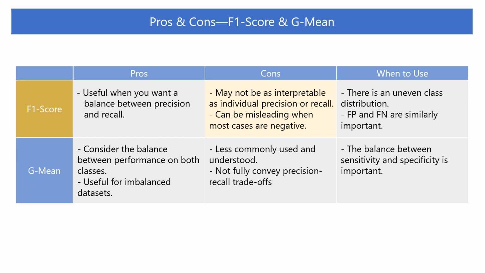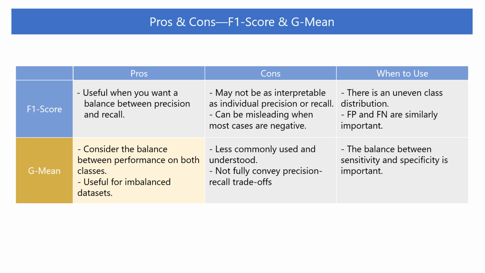However, F1 score may not be as interpretable as simpler metrics like precision and recall. Moreover, it is not sensitive to the distribution of actual positives and negatives, so it can be misleading when positive and negative cases are extremely imbalanced. Therefore, F1 score is useful when there is an uneven class distribution where the positive class is the majority. F1 score is also useful when false positives and false negatives are similarly important.